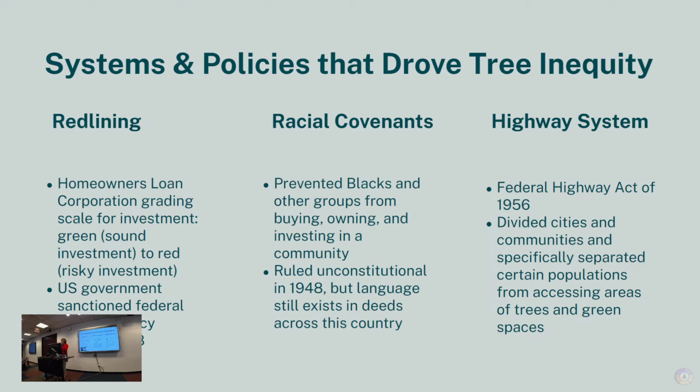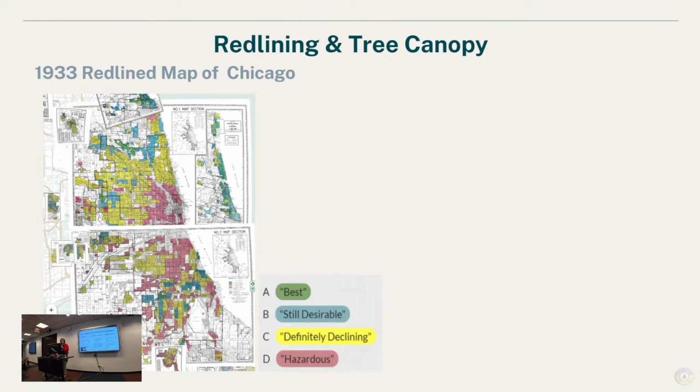And then the federal highway system, which I brought up, divided communities specifically in white areas and colored or immigrant or Black or brown communities. And part of what it did was to contain certain people and also to cut them off from being able to access the green spaces. So we created policies to limit even accessing those spaces that we know are healthy.